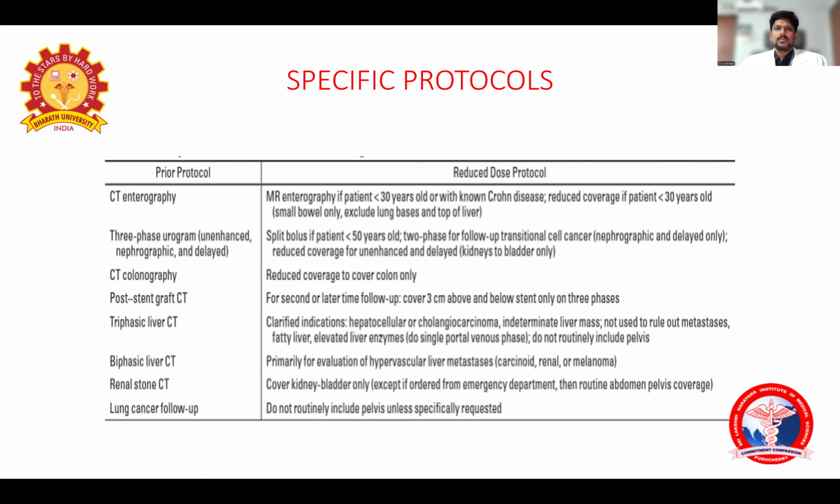So instead of that, MR enterography can be done if the patient is less than 30 years old or if the patient is a known case of Crohn's disease. And reduced coverage if patient is less than 30 years old, which includes only the small bowel, excluding the lung base, diaphragm, and top of the liver. So three-phase urogram: unenhanced, nephrographic and delayed.